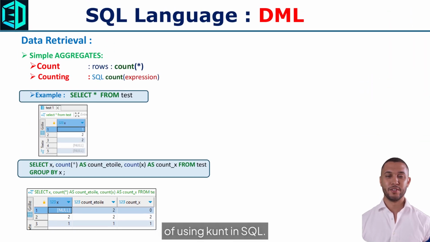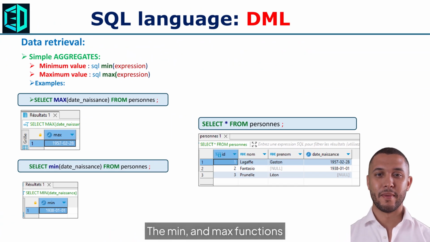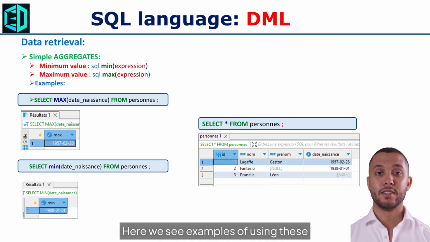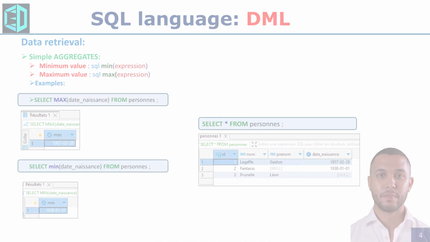Let's look at examples of using count in SQL. The select statement retrieves data, while count aggregates it. By grouping data, we can analyze it more effectively, as shown in the example queries. The MIN and MAX functions are essential for finding extreme values in datasets. Here, we see examples of using these functions to retrieve birth dates from a database, demonstrating their practical application.